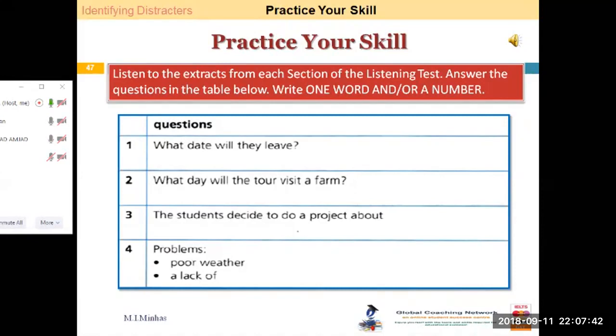Now, this number 4 is challenging. I knew you were going to miss it. Funds. Okay. What about you, Amjad? Funds. And what about you, Shakil? Yes, sir, lack of funds. Well done. Lack of funds, right.